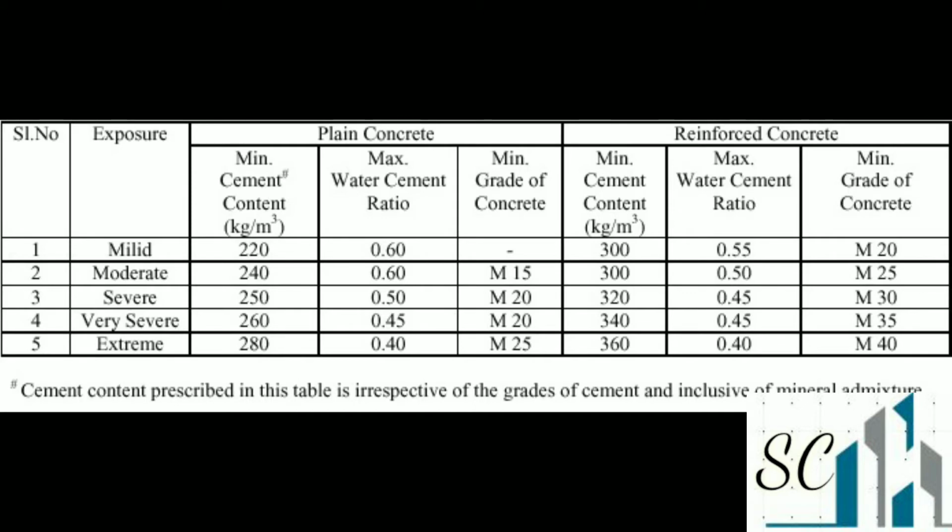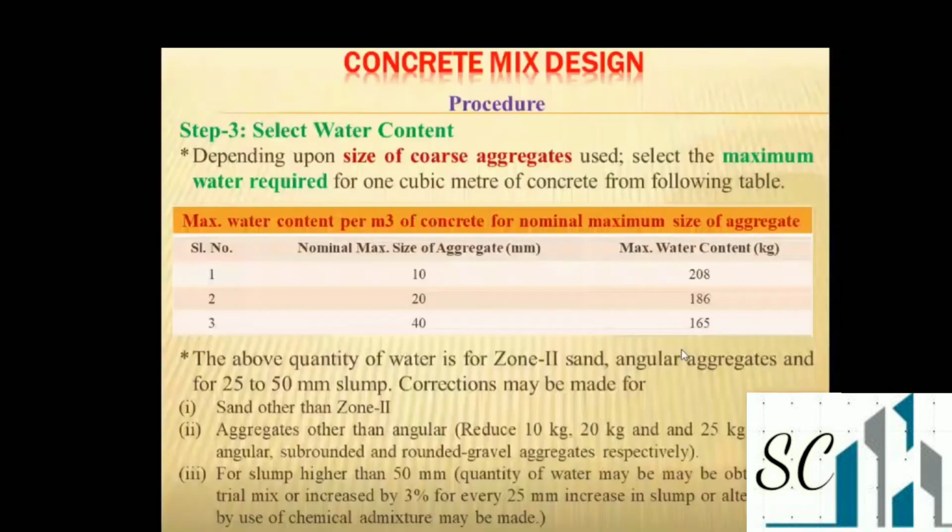Water cement ratio against maximum requirement of durability is found from IS 456 2000, table 5. In this, there is shown exposure, plain concrete, reinforced concrete. Depending upon the exposure condition and depending upon the plain concrete or reinforced concrete, we will be able to get the maximum water cement ratio for different grades of concrete.